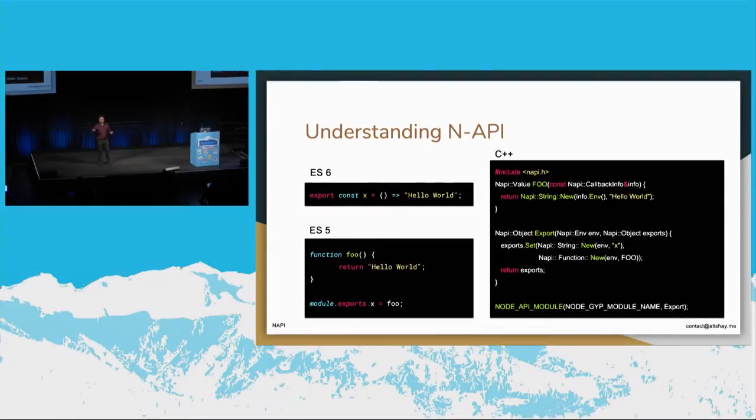In the exports method, we are setting a property X to be the foo function, which has been converted from a C function to a JS function. And in the foo function, we are returning a string, hello world. At the top of the file, there is napi.h, which we are including. Include is kind of like imports. I think most of us are C++ developers, so I don't need to go into details for all of that.